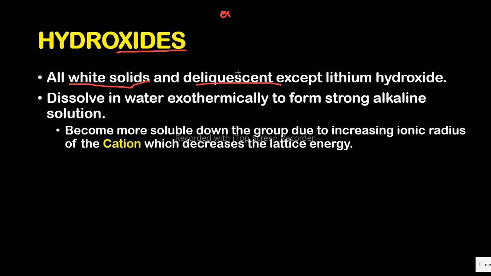Deliquescent means they absorb water vapor from the atmosphere to form either a solution or not form a solution. That is hygroscopic and deliquescent. You can find out their differences, but they can all absorb water from the atmosphere.